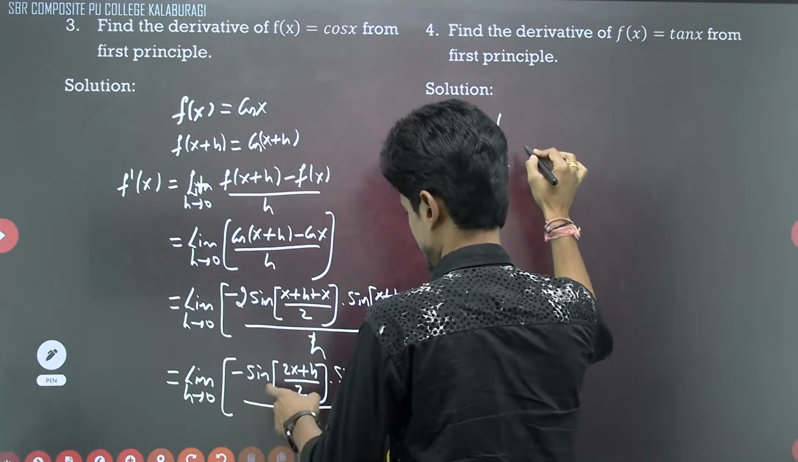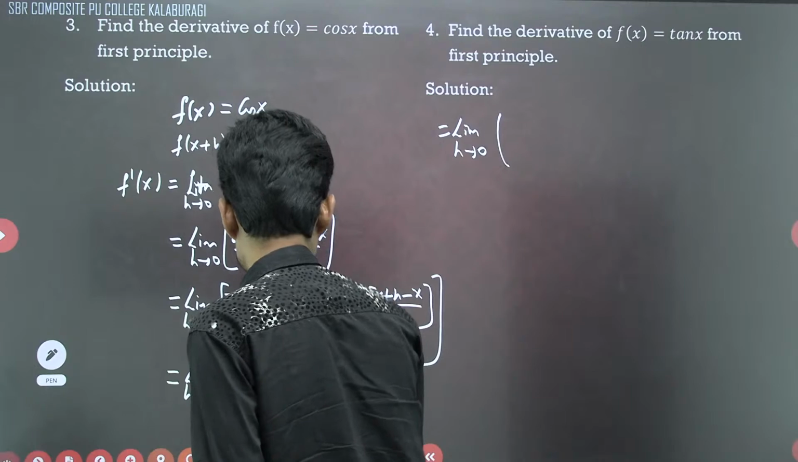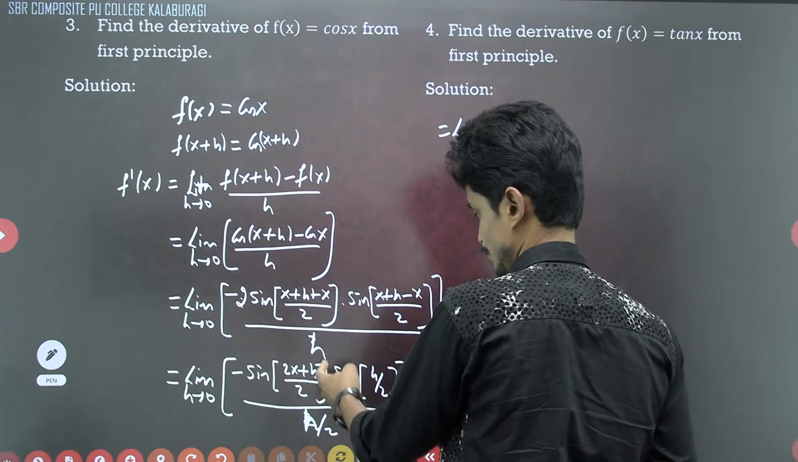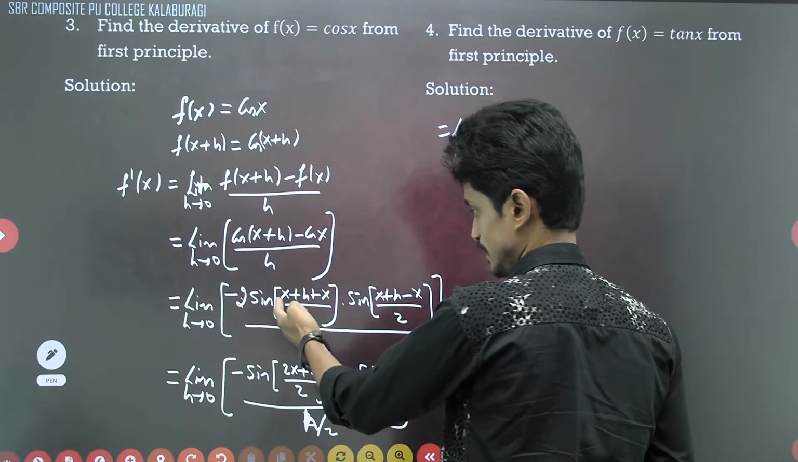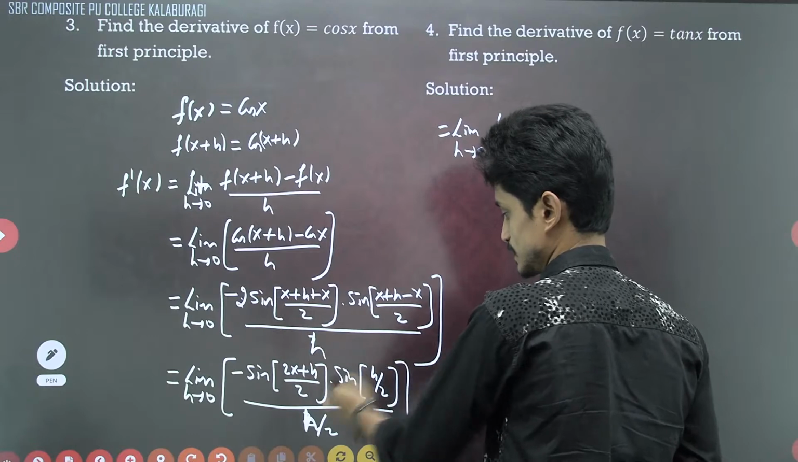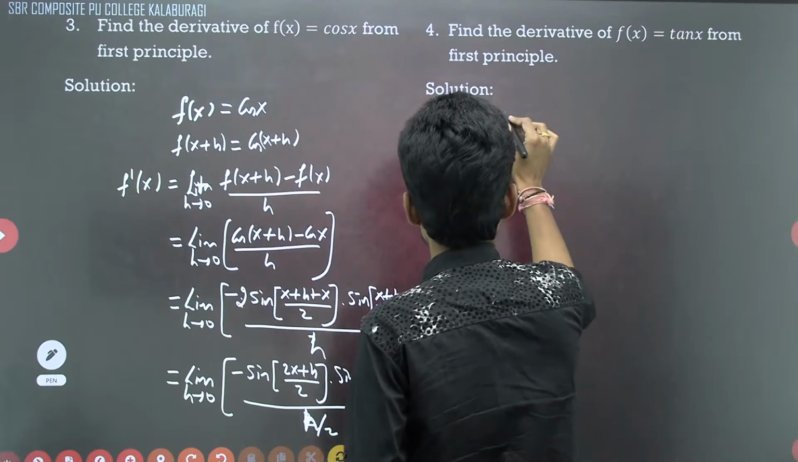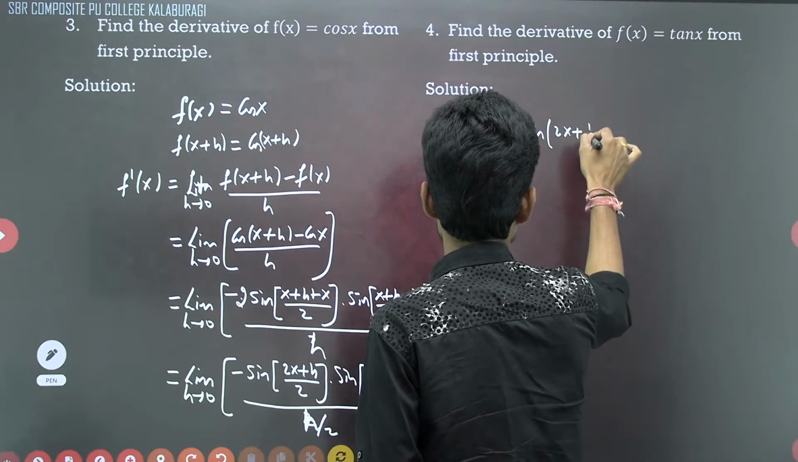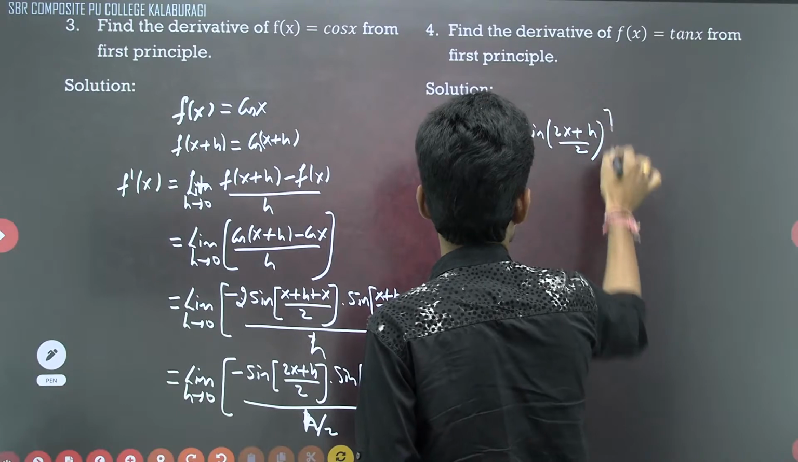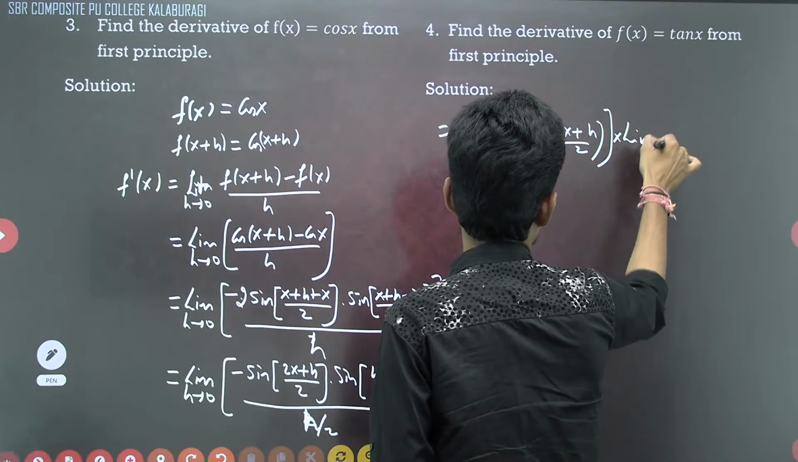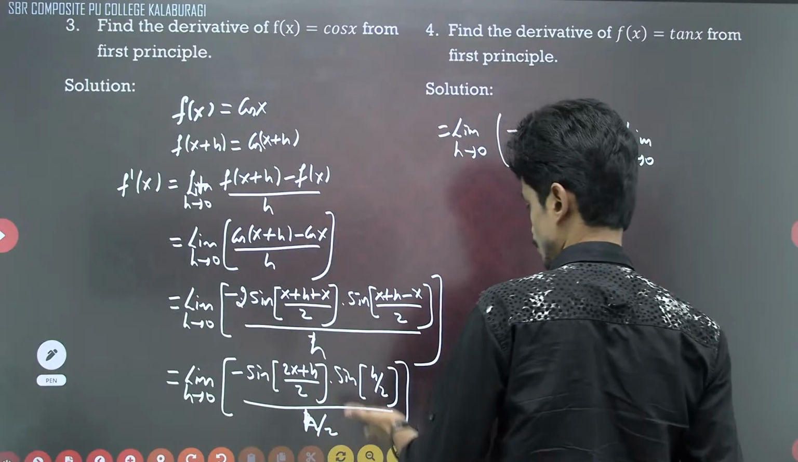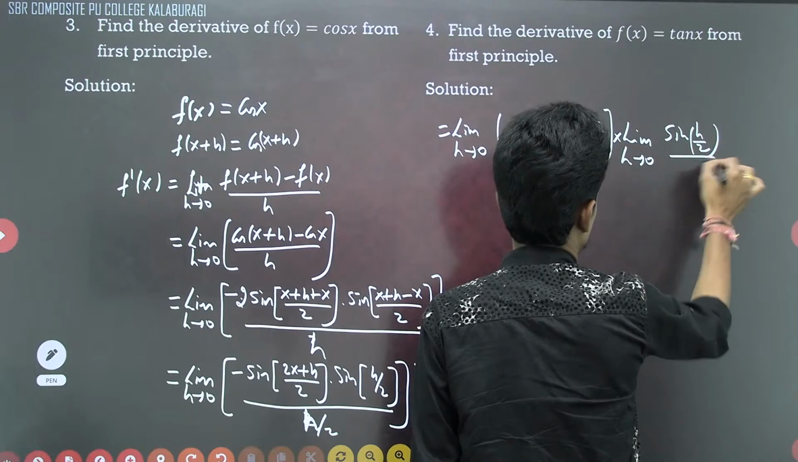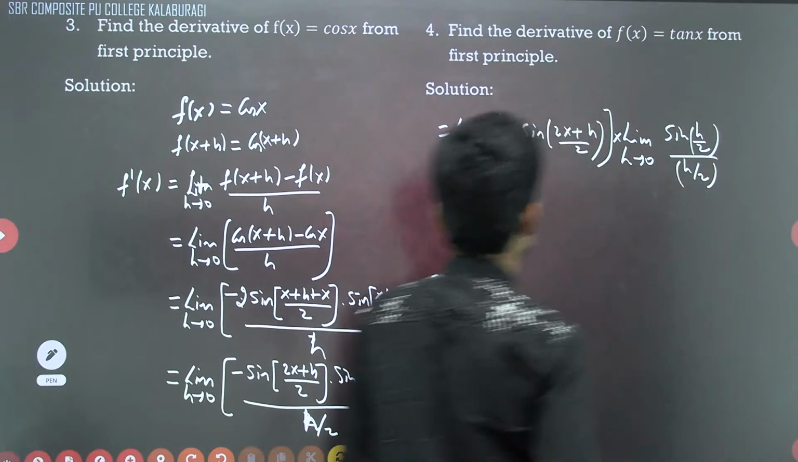Now I can write 2 also there. Here it is h by 2 we can write. This 2 I am going to shift between numerator and denominator. Divide numerator and denominator by 2, 2 will cancel, h by 2. Now what will we get? That is minus sine of 2x plus h by 2 in one bracket into limit as h tending to 0. What is this value? That is sine h by 2 divided by h by 2.